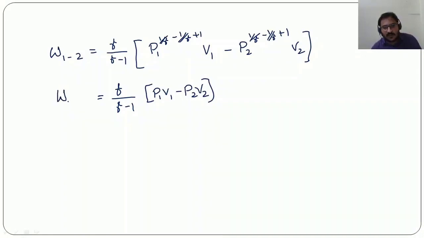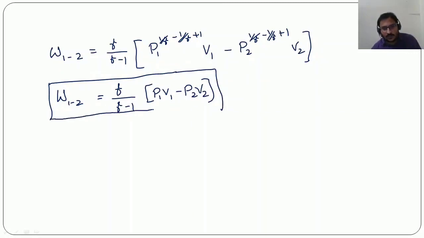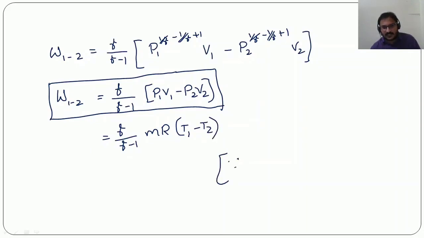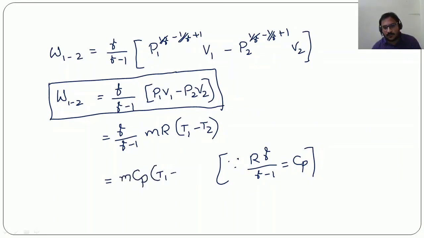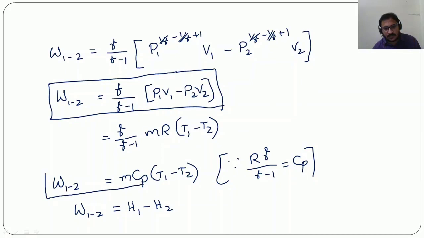So this is the formula for work done in case of isentropic process. Now let me write this one like this: gamma by gamma minus 1 into mR(T1 minus T2). Since R gamma by gamma minus 1 is equal to Cp, we can write this as mCp(T1 minus T2), the formula for work done, or you can write this as H1 minus H2 also. Work done is H1 minus H2.